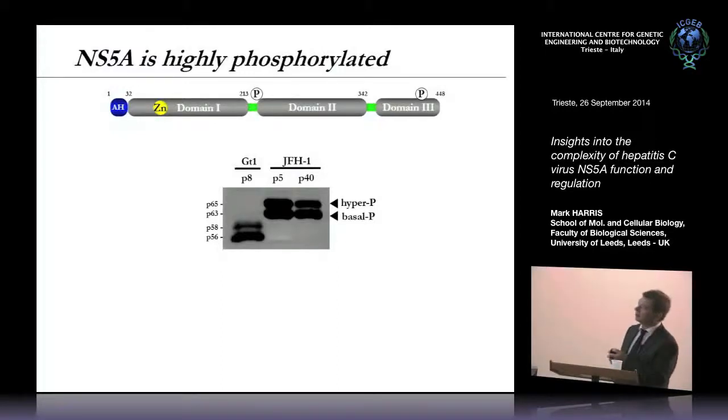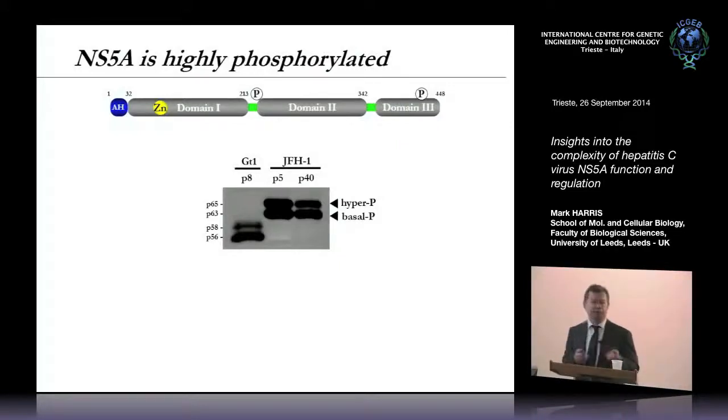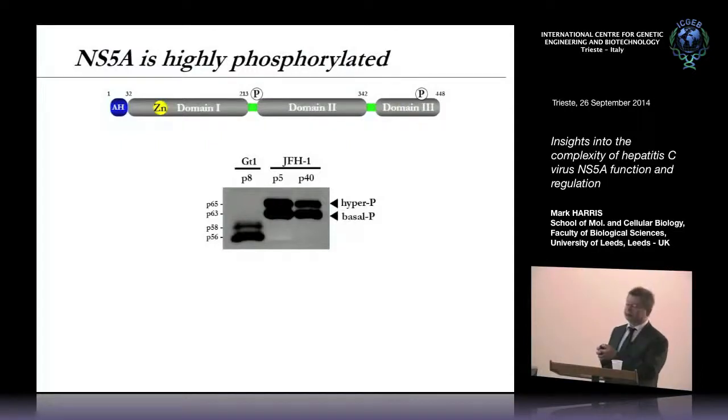And interestingly, this shows you what we see when we stably transduce cells with a replicon and then pass them multiple times. We start to lose that hyperphosphorylated form. So it seems there are some changes going on. We don't think these are changes in the replicon, more changes in the cell.